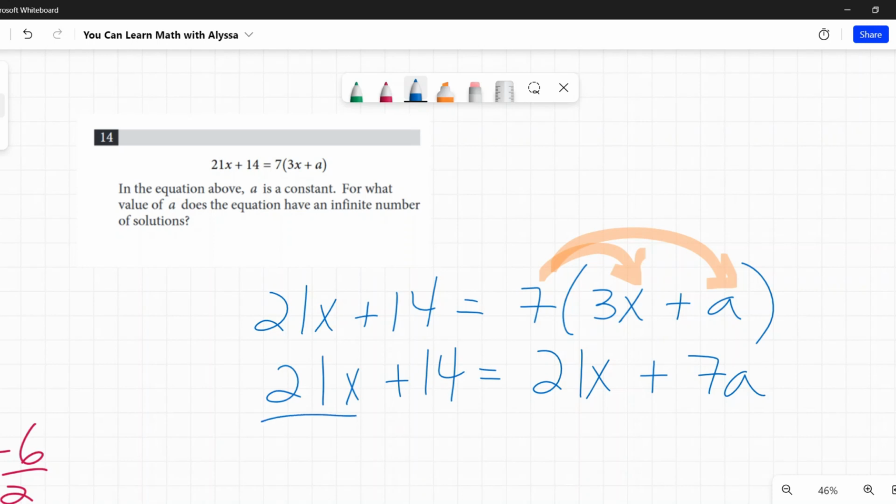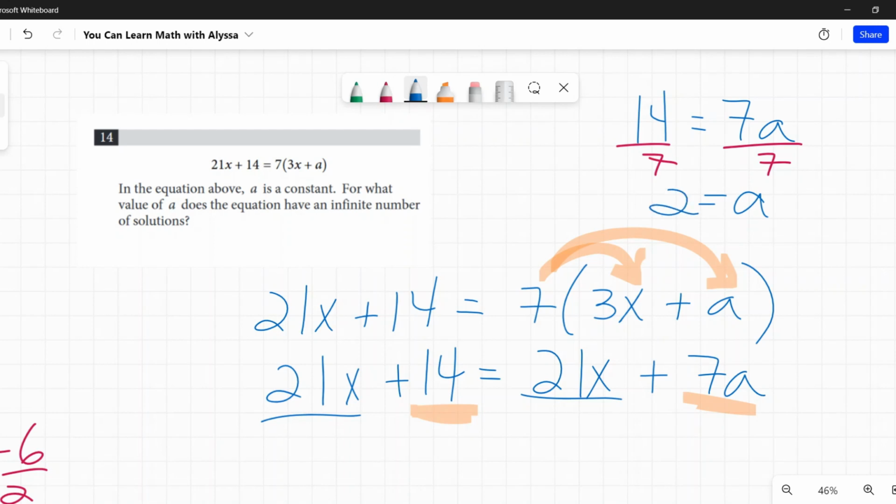These are very close to being identical. The 21x's are the same, so now I need those second terms. I need 14 and 7a to be the same. So what does a need to be to make this true? If 14 equals 7a, I want to divide both sides by 7 to solve for a, and I get that a equals 2. That's my answer.